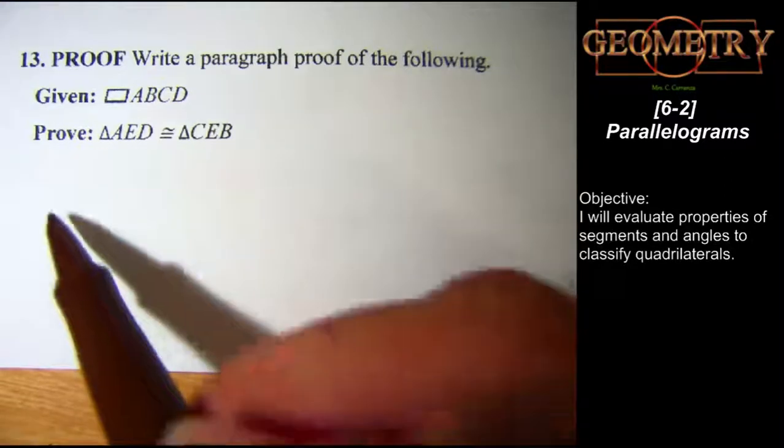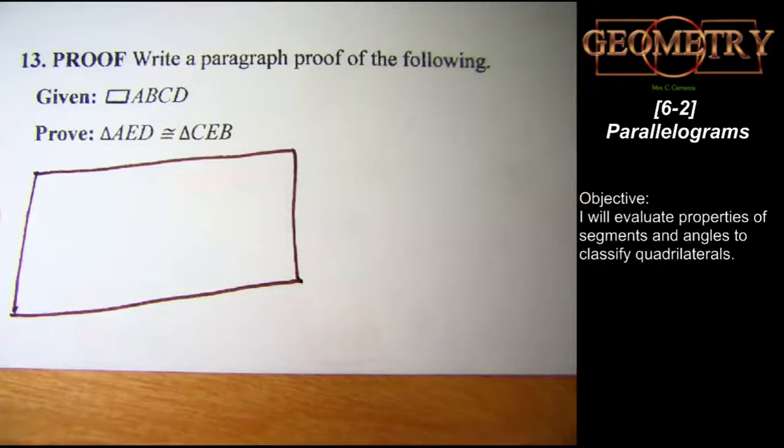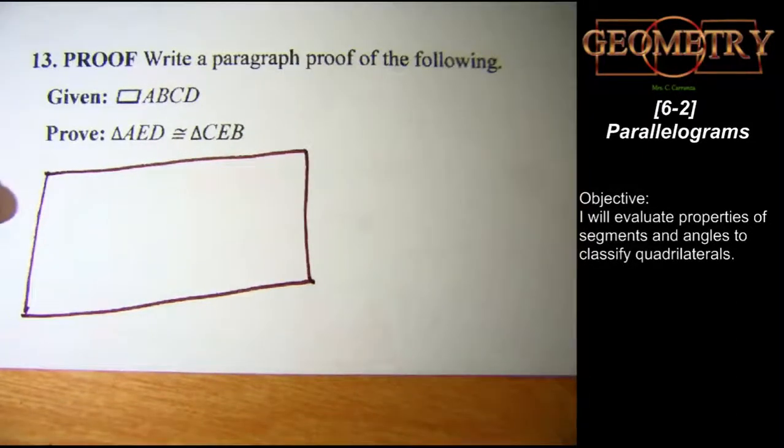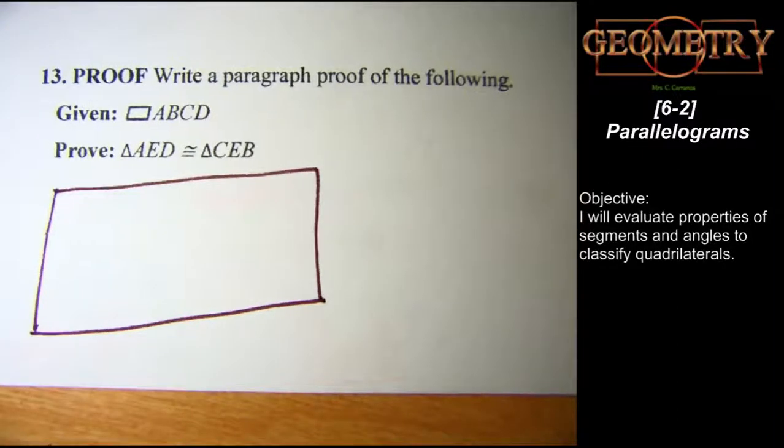And therefore, one of the properties of the quadrilateral states that AED will be congruent to CEB. Wait, I don't get it. Okay, let's take a look. Let's draw it, and I think I know where you're going with it. Okay, so here's a parallelogram, but where do I put the letters?